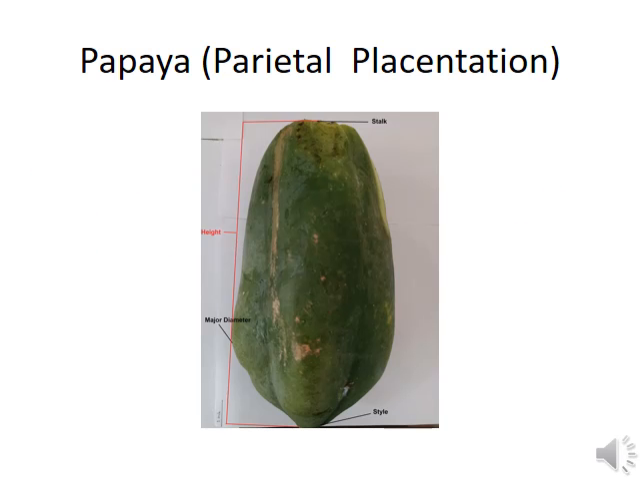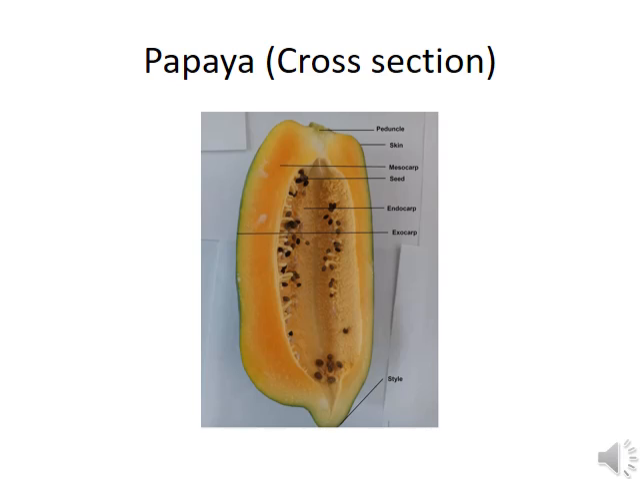The papaya has a parietal placentation, which I will explain later. And these are the parts of the papaya as a whole. It has a stalk at the top and a style at the bottom. It has a very big diameter, and it has a very huge height. And these are the parts of the cross-section of the papaya. It has a peduncle, the skin, the mesocarp, its seeds, the endocarp, the exocarp, and the style at the bottom.